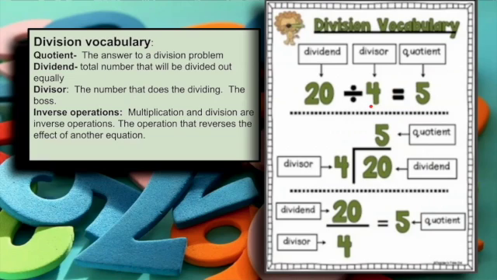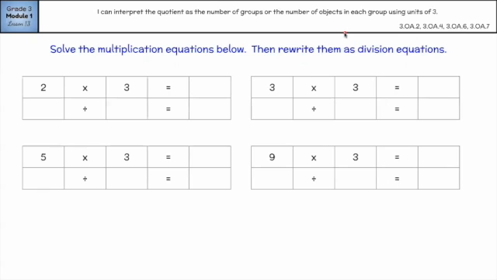Inverse operations: multiplication and division are inverse operations, the operation that reverses the effect of another. So that's saying that 20 divided by 4 equals 5, but 5 times 4 equals 20. So I can go backwards and realize that those are inverse operations. Let's take a look at what this problem is asking us here.